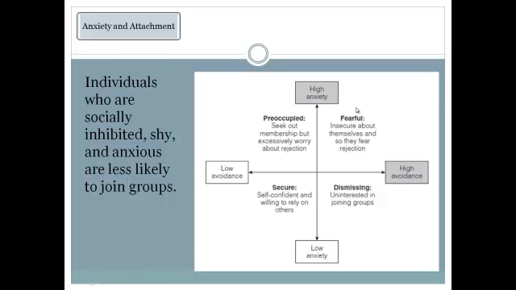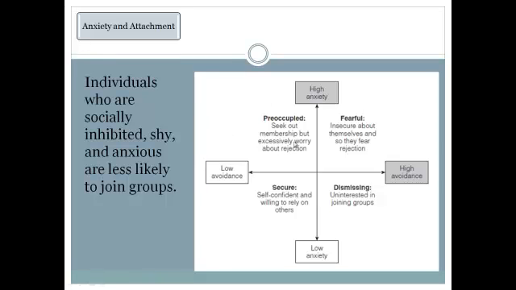Let's take a look at someone who has a high level of anxiety and a high level of avoidance. This would be someone who has a fearful attachment style. So here, they have a high anxiety, so they have a negative view of themselves. They're very nervous. They're insecure. And they also avoid others, because they are afraid of being rejected. So they stay away from other people. They may want to be with other people, but they stay away from them because they're afraid of being rejected.